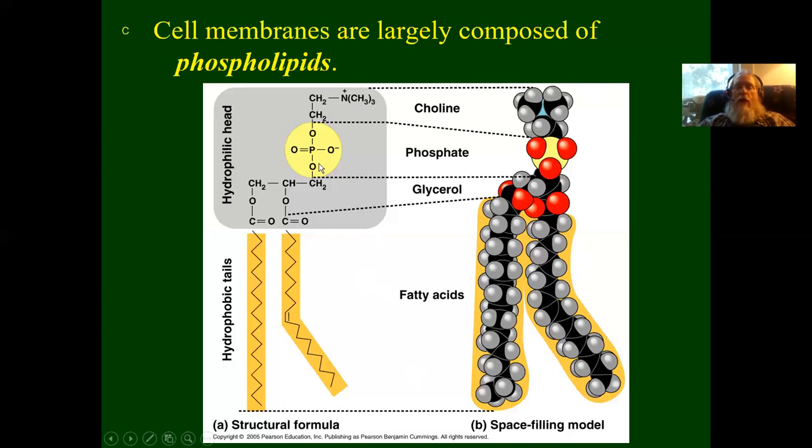I'll also point out this thing right here, where you've got a phosphorus atom surrounded by 4 oxygen atoms. That's called a phosphate group. And those actually show up quite a lot in biochemistry.